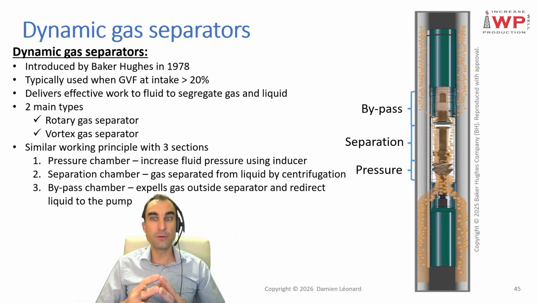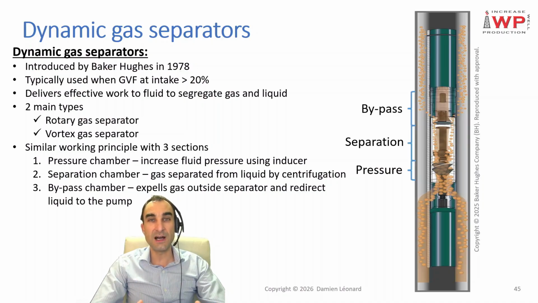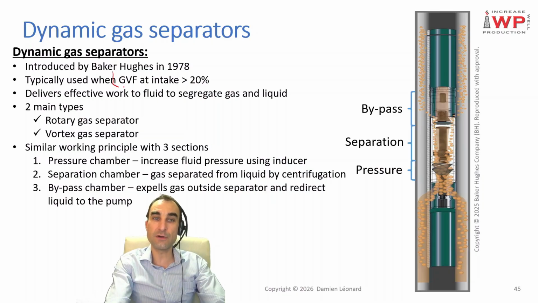So after having reviewed static gas separators, I would now like to discuss dynamic gas separators. Dynamic gas separators were introduced by Baker Hughes in 1978. This type of gas separator is typically used when the gas volume fraction at the intake is above 20%.